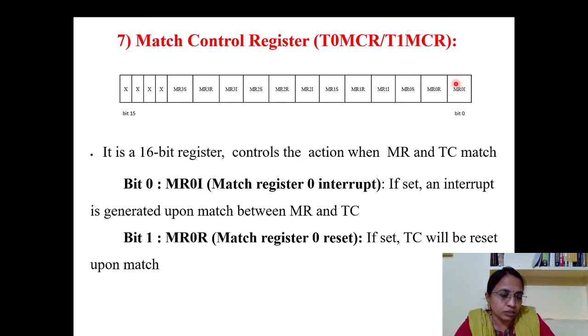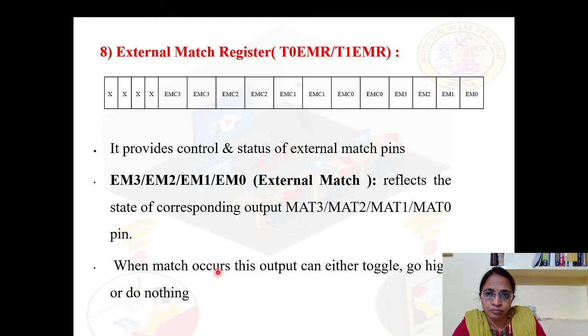Okay, so if this bit is set equal to 1, then an interrupt will be generated upon the match. If this bit is set equal to 1, then the timer counter will be reset. If this bit is set equal to 1, then the timer counter will be stopped. And the same applies for the other match registers also. So this is about the match control register.